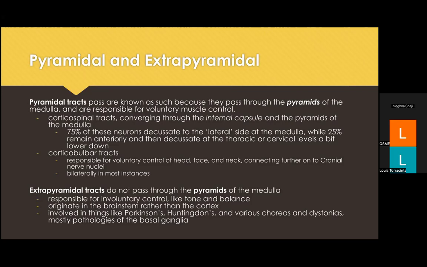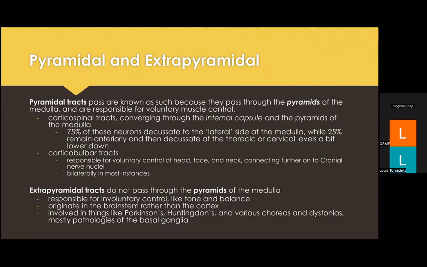So those corticospinal tracts, as we talked about, converge to the internal capsule and then the pyramids of the medulla. About 75% of those will then decussate. That is to say, they'll cross over to the lateral side, while 25% will stay on the same side. And then they'll decussate a bit lower down at thoracic or cervical levels. And then you also have the corticobulbar tracts, which are responsible for voluntary control of the head, face, and neck. Bulbar always means face, basically, in neurology. So corticobulbar means from cortex to face, and then further on to the cranial nerve nuclei. And that's mostly bilaterally innervated.